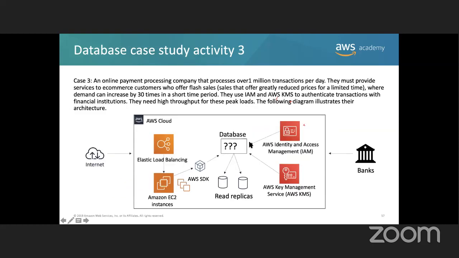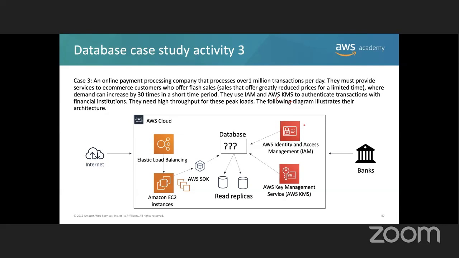An online payment processing company that processes over 1 million transactions per day must provide services to e-commerce customers who offer flash sales, sales that offer greatly reduced prices for a limited time, where demand can increase by 30 times in a short time period. They use IAM and AWS KMS to authenticate transactions with financial institutions. They need high throughput for these peak loads. The following diagram illustrates their architecture.